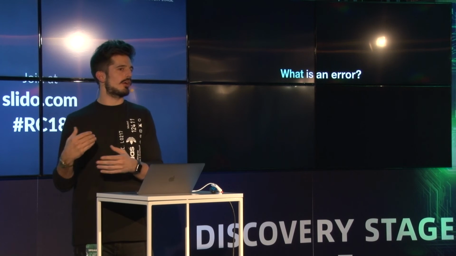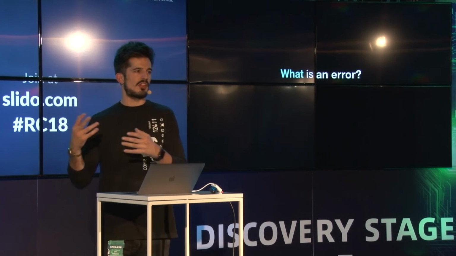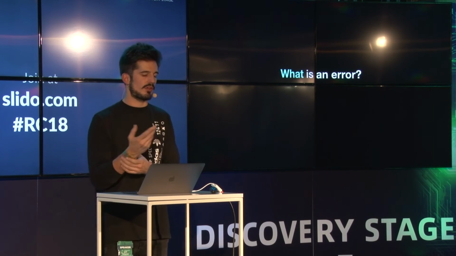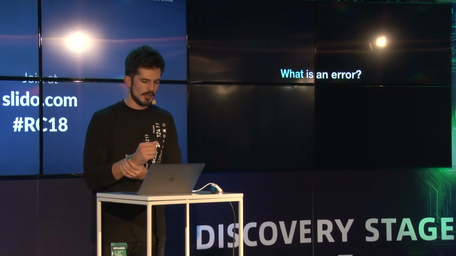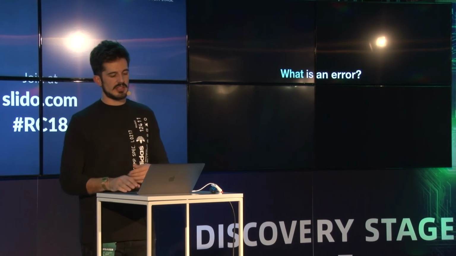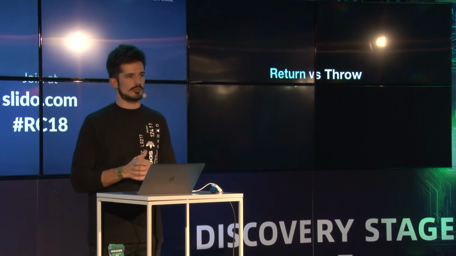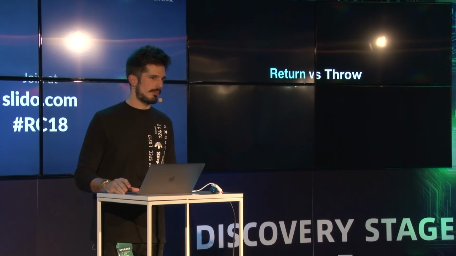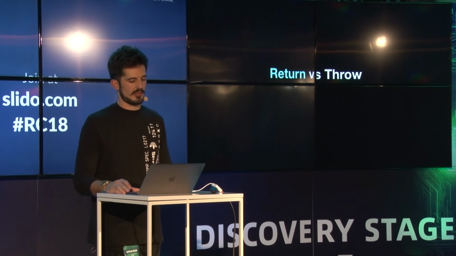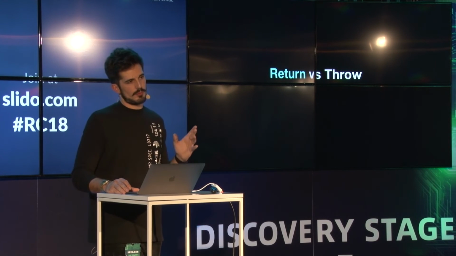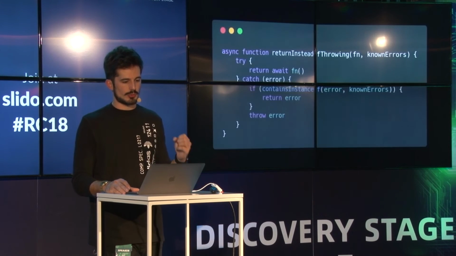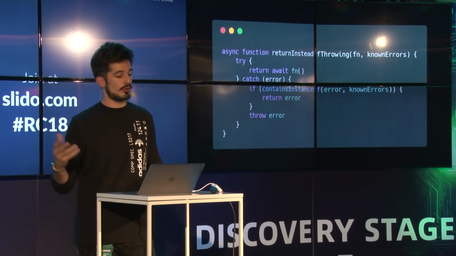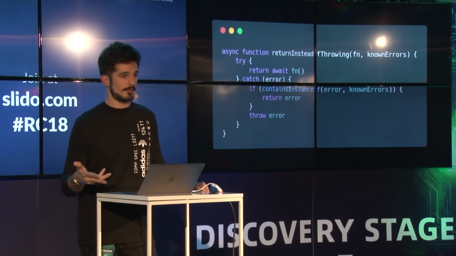But then when something can go wrong, we are not used to saying that the return value can be an error. We just expect the function to throw. So the question is, does it make sense to return errors rather than throwing? I believe it might make sense in many, many scenarios. For this purpose, we can write a wrapper for a function, which we are going to call return instead of throwing.